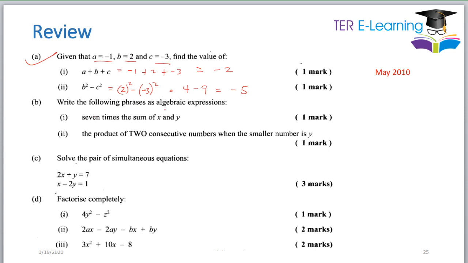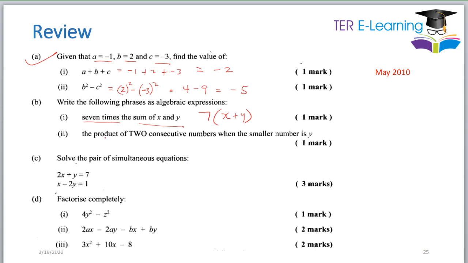Now, they want us to convert these phrases into algebraic expressions. So they want 7 times the sum of x and y. The sum of x and y is actually x plus y, but they're asking us for 7 times that. So 7 times the sum of x and y is written as 7 open brackets x plus y.